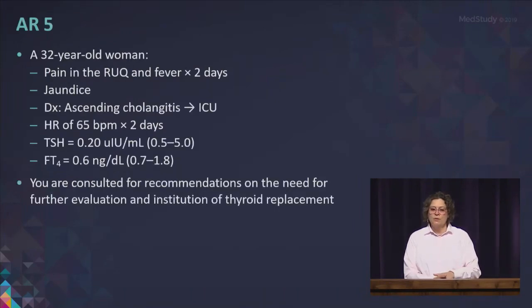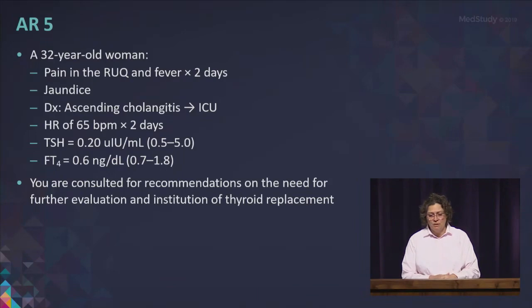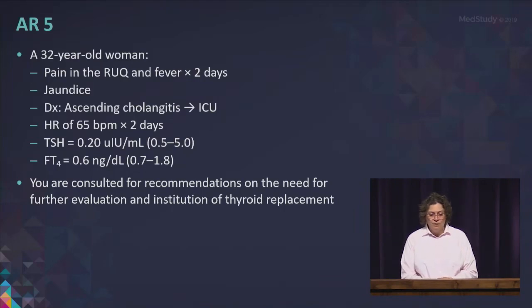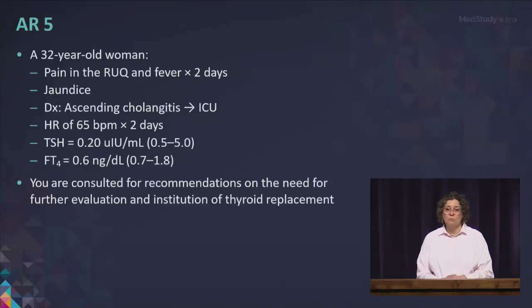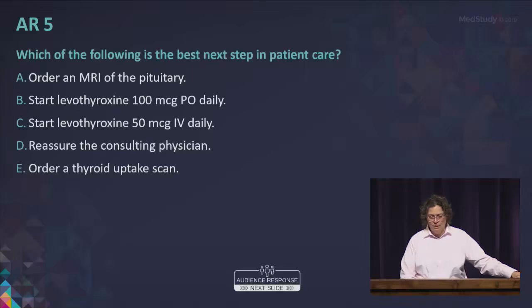Next question. 32-year-old woman, pain in the right upper quadrant and fever for 2 days. She's jaundiced. She's put in the ICU. She's diagnosed with ascending cholangitis. Her heart rate has only been as low as 65 for the past 2 days. They checked TFTs, and the TSH is low at 0.2. The free T4 is low at 0.6, so both just below the assay normal. You are consulted for recommendations on the need for further evaluation and institution of thyroid hormone replacement.